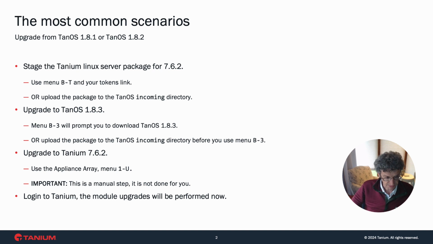Once that's done, you'll then be able to log into the Tanium console. Within the Tanium console, then you'll be prompted to proceed with upgrading all of our modules. After all those modules have been completely upgraded, you're fully done, and you can go off and use Tanium 762 in your environment.